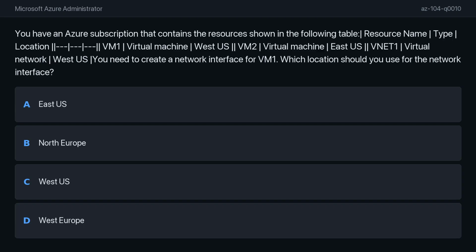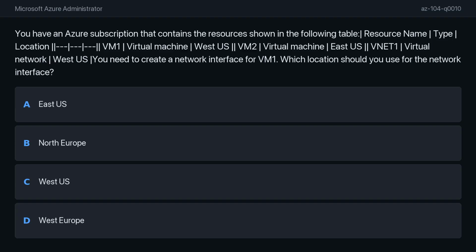Why is this the answer? Well, to answer this question, we need to understand the basic functionality of network interfaces. Network interfaces are required for all virtual machines and must be in the same location as the virtual machine. In this case, our virtual machine is VM1, and VM1 is in the West US region. Therefore, the network interface must also be in the West US region.